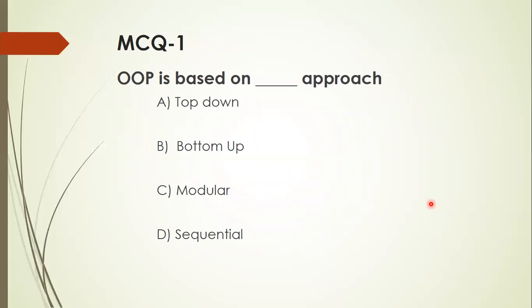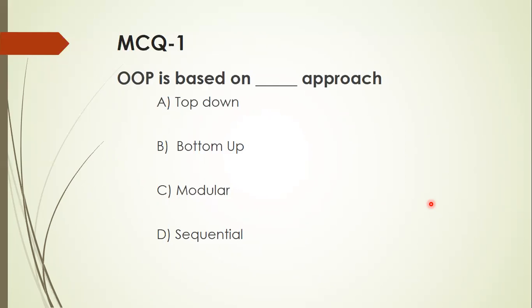To test your understanding level of today's session, I have framed five multiple choice questions. OOPS is based on dash approach. Procedure-oriented programming is based on the top-down approach, because there you first have the problem called P, which is decomposed into sub-problems called P1, P2. If P1 is big, you divide it further into P11, P12, etc. So POP follows the top-down approach.